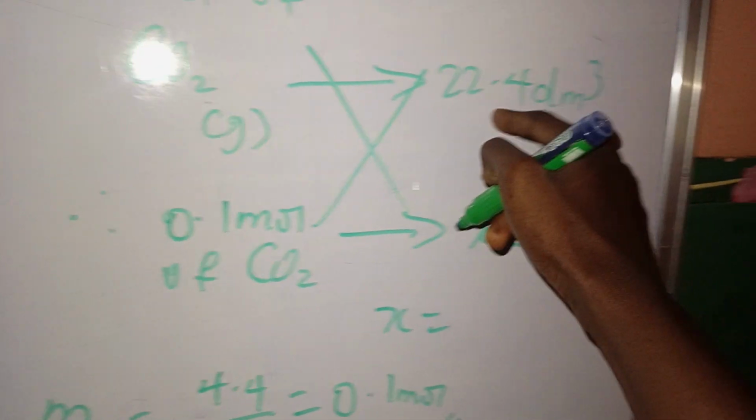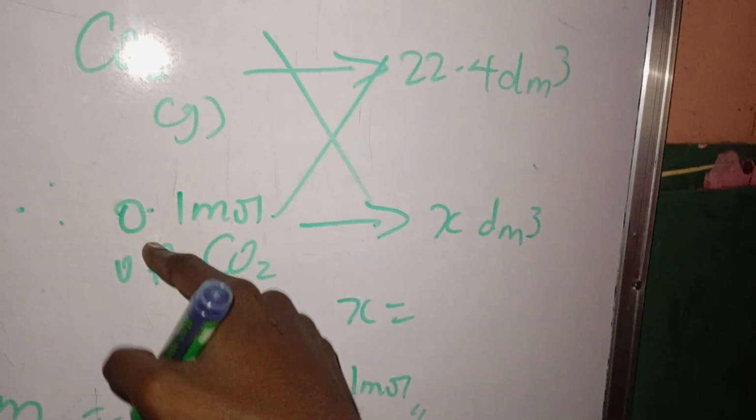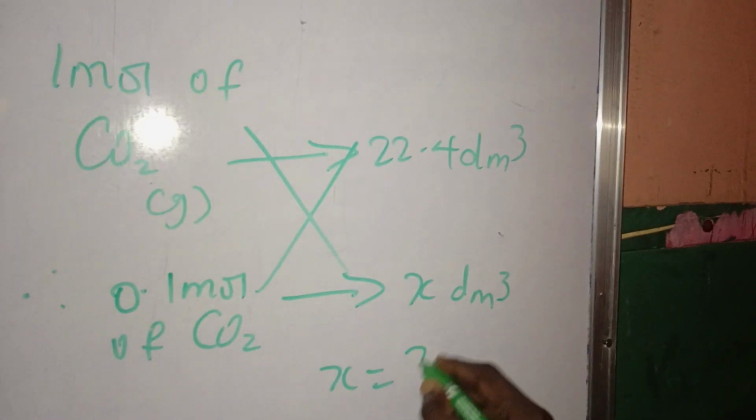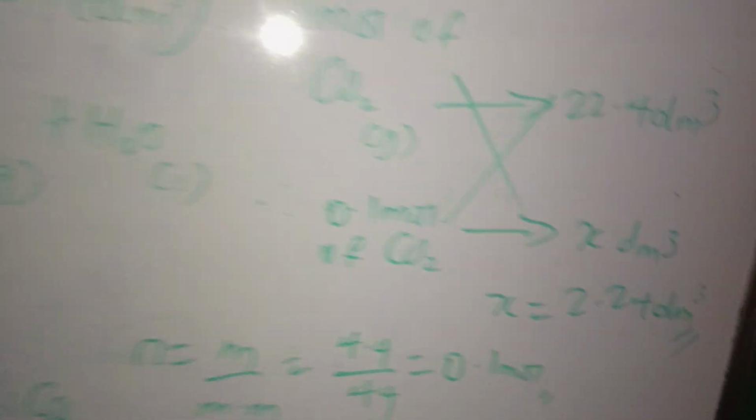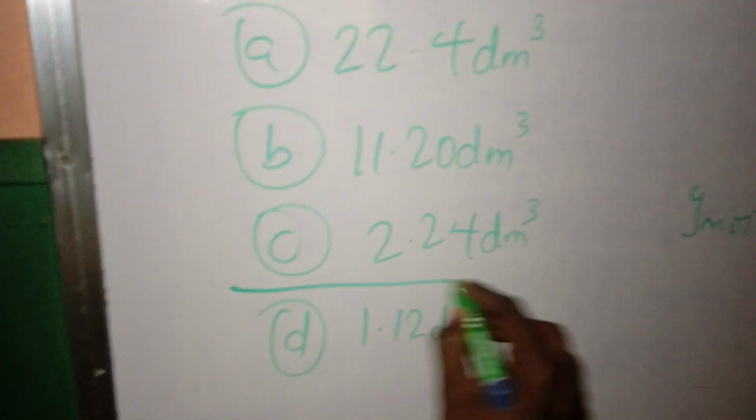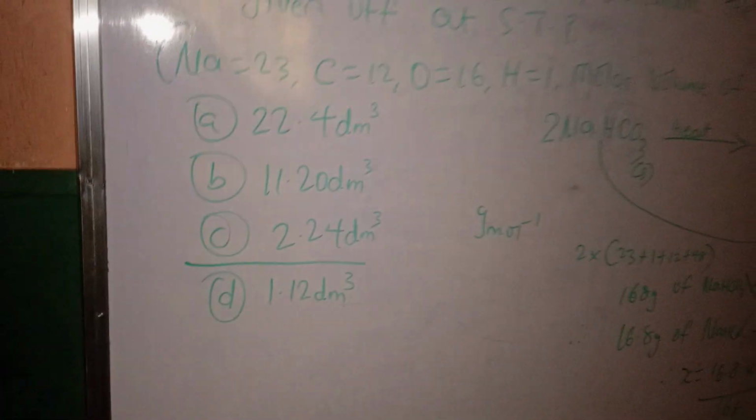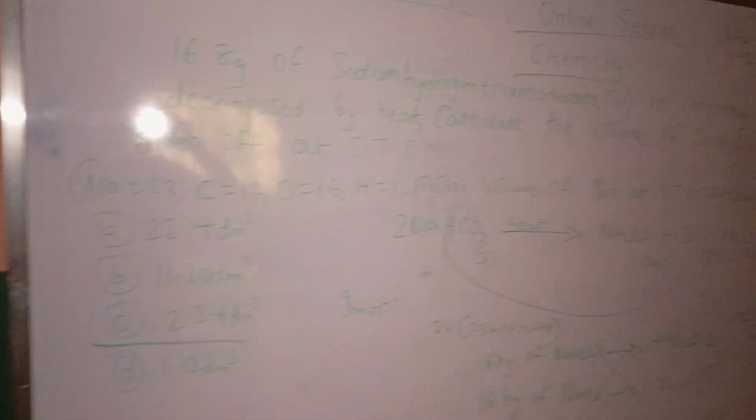Then 0.1 times 2.2 for that will give you, and 0.1 times 22.4 will give you 2.24 dm cube as a final answer. And we have the options there, and that is option C. That is option C. Let me just use a minute to explain the question again.